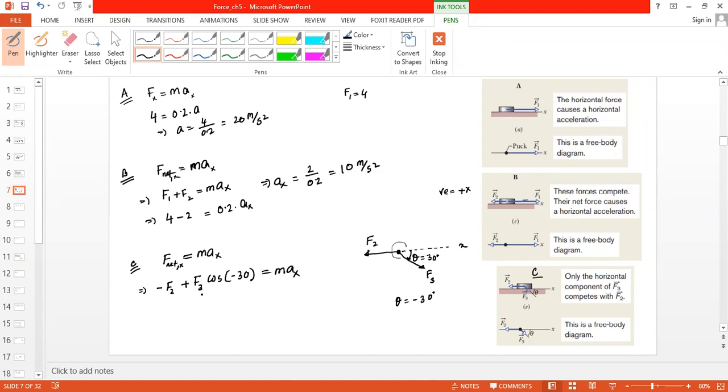Is it clear to you guys? Hello? Yes, sir. Okay, so that means my F2 is minus 2 plus F3 means 1, and cos minus 30 means cos is plus, 1 into cos 30, equals 0.2 into ax. Can you complete the sum for me, please, and tell me the answer? ax equals what?